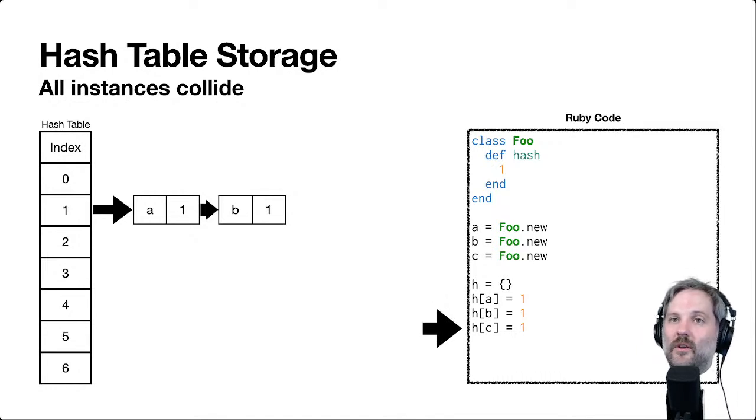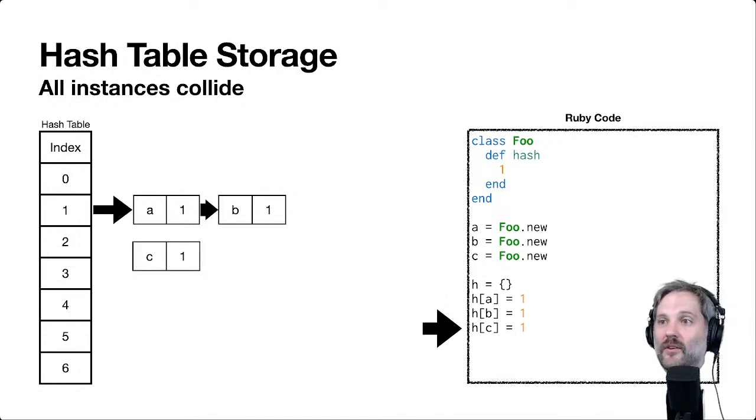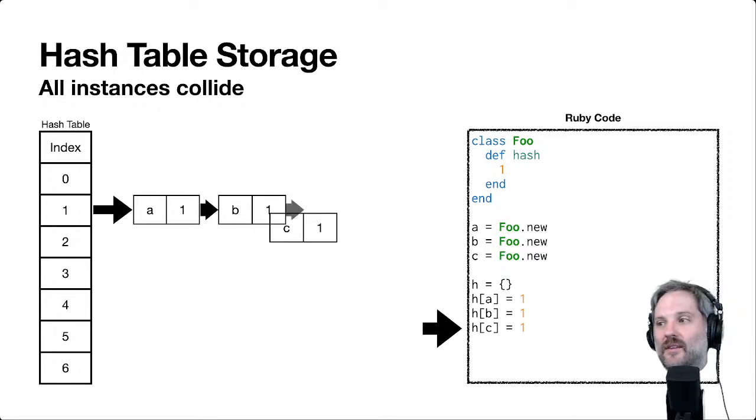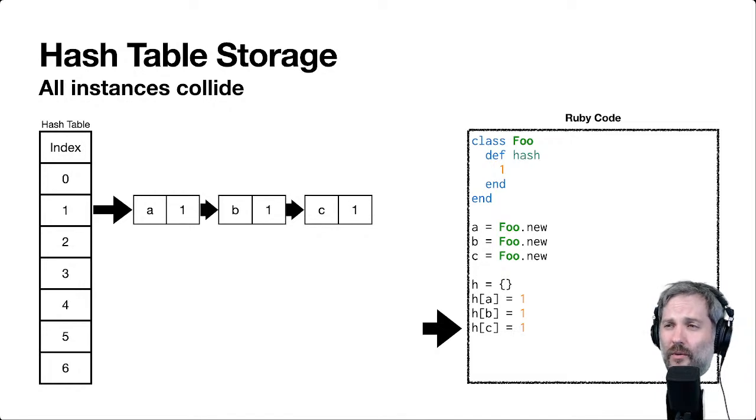Now when we insert C, C wants to be inserted at index 1 as well, but it sees that it can't go there because there's already an object. Am I the same as this A instance? No, I'm not the same as the A instance. And then we check, am I the same as the B instance? No, I'm not the same as the B instance. And then it gets tacked on to the end of the array. This is clearly something we don't really want to do because it's expensive.